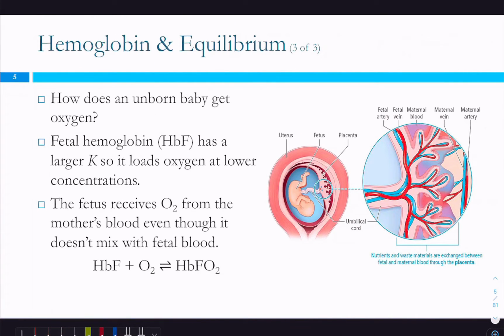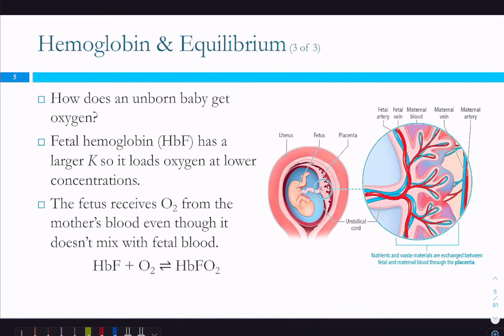This goes even another step with unborn babies. Unborn babies have fetal hemoglobin, which is a modified version of hemoglobin that has a larger K. So it'll load oxygen at lower concentrations of oxygen. So even though the mother's blood and the baby's blood don't actually mix, at that contact point, the fetal hemoglobin has a higher affinity for the oxygen than the mother's hemoglobin. And so that oxygen gets transferred from the mother's hemoglobin to the fetal hemoglobin. Then that gets carried into the baby, where it deposits the oxygen to oxygenate the baby's tissues.